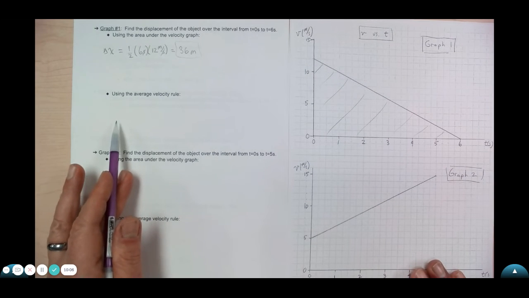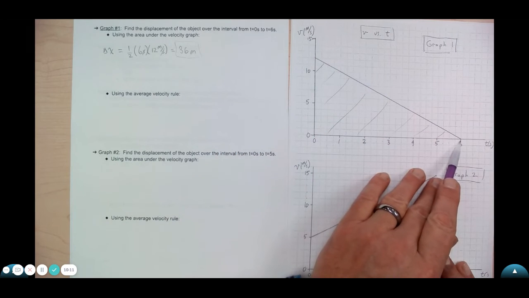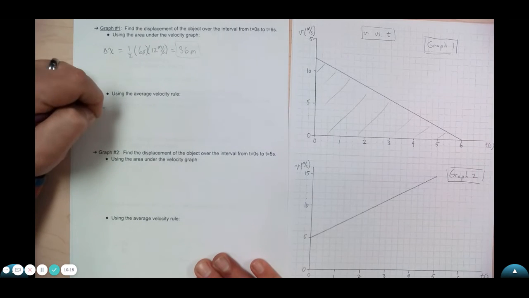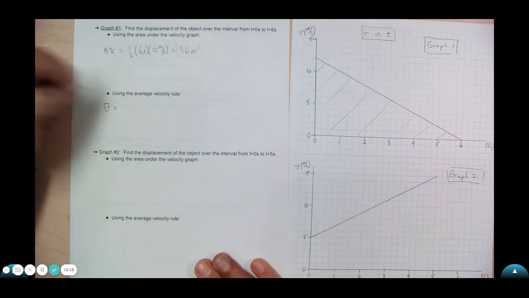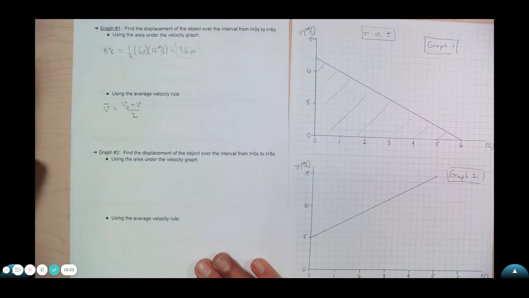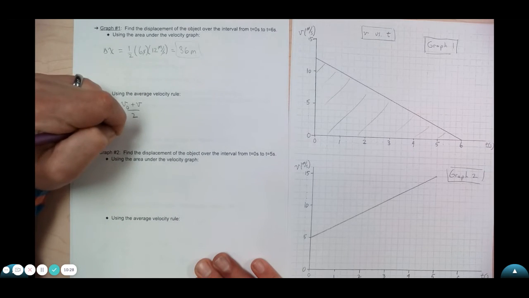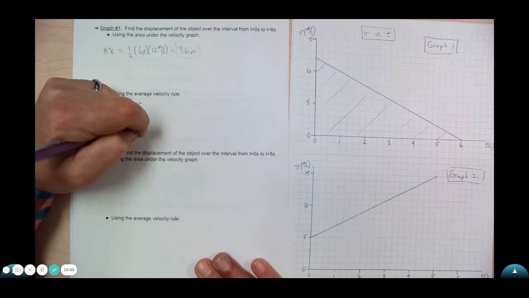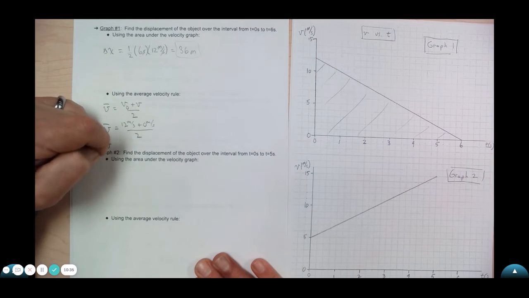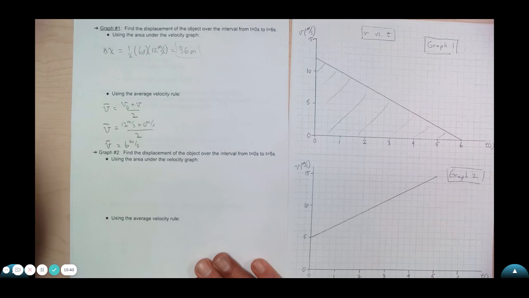Well, it might be simpler to just say, all right, this thing started going 12 meters per second and ended going 0 meters per second. What was its average velocity? So the average velocity for this motion would be literally the average of the initial and final. So that would be 12 meters per second plus 0 meters per second, divided by 2. V bar equals 6 meters per second.